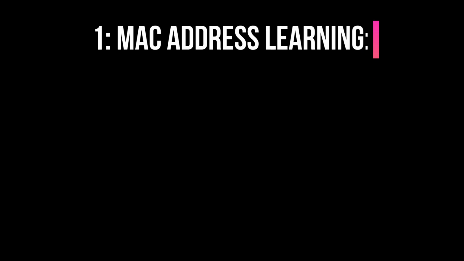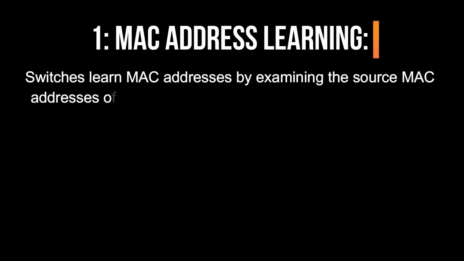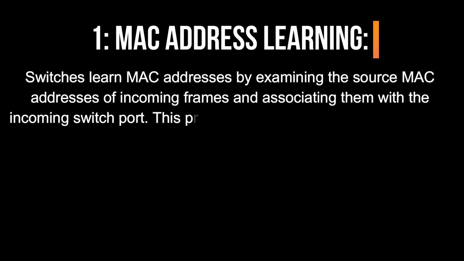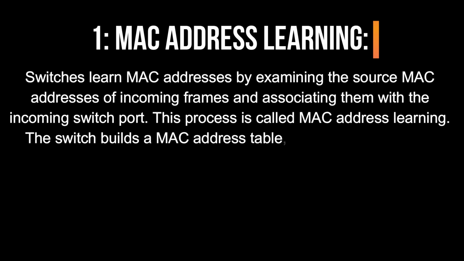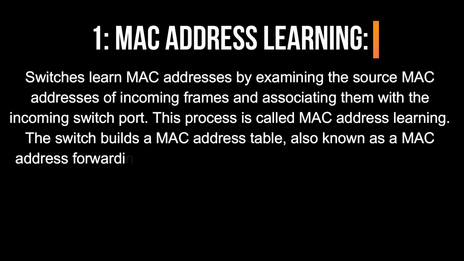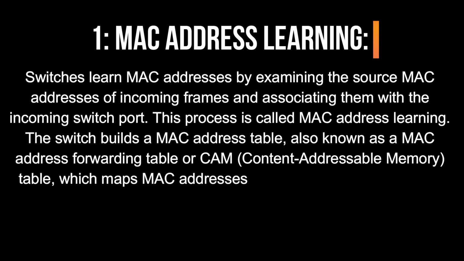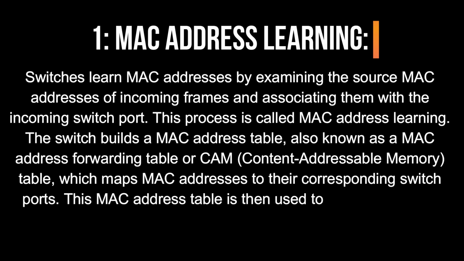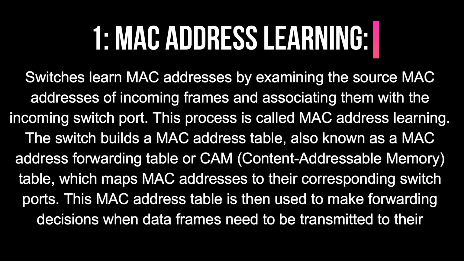1. MAC address learning. Switches learn MAC addresses by examining the source MAC addresses of incoming frames and associating them with the incoming switch port. This process is called MAC address learning. The switch builds a MAC address table, also known as a MAC address forwarding table or CAM, content addressable memory, table, which maps MAC addresses to their corresponding switch ports. This MAC address table is then used to make forwarding decisions when data frames need to be transmitted to their destination devices.